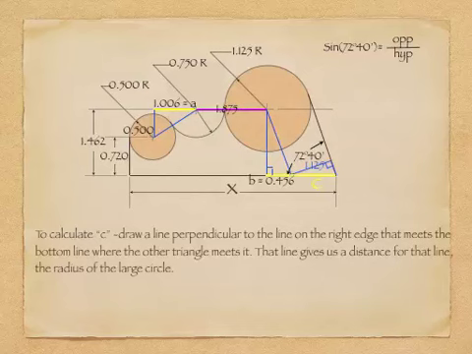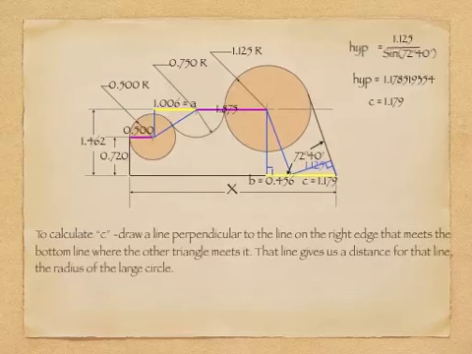When we rearrange to solve for the hypotenuse, we divide the radius of that circle by the sine of 72 degrees 40 minutes. That gives us 1 and 178.5 thousandths. Rounding that, we'll get 1 and 179 thousandths.